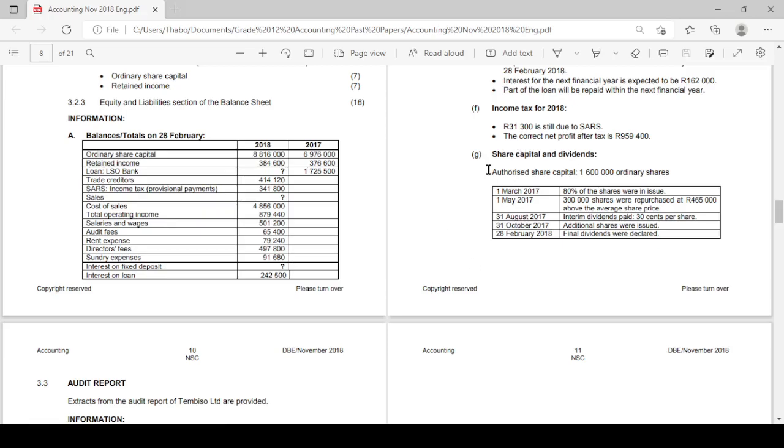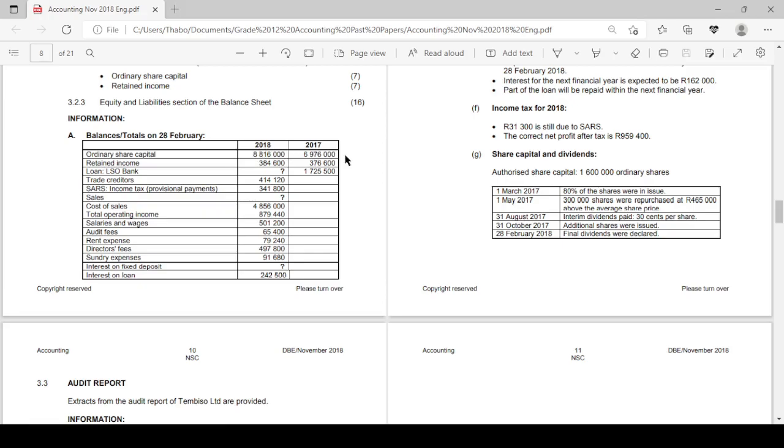So our information G, share capital and dividends. Authorized share capital is 1,600,000 ordinary shares. We have our balances at the beginning of the year and at the end of the year.